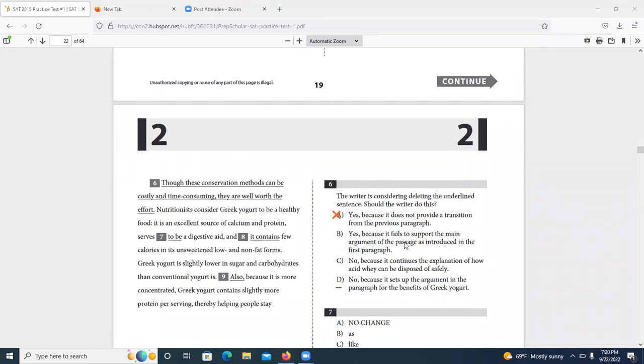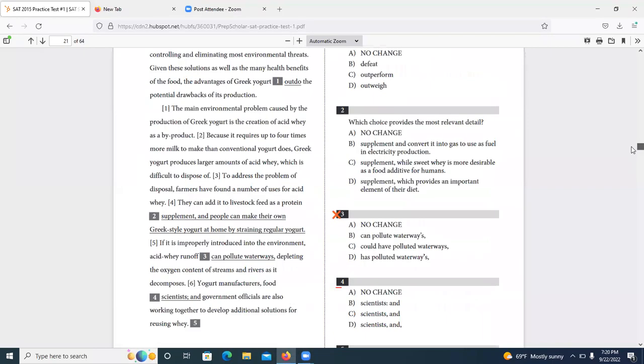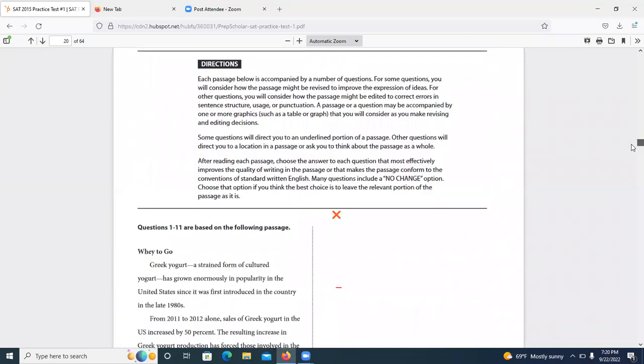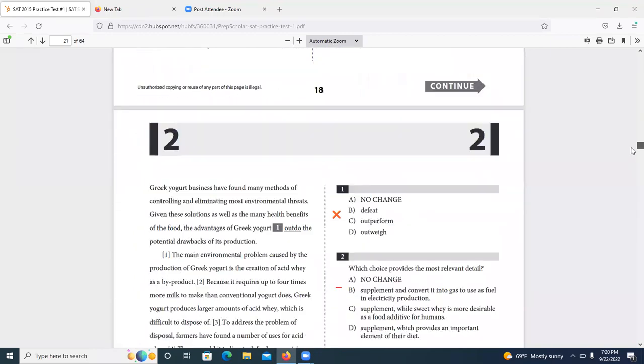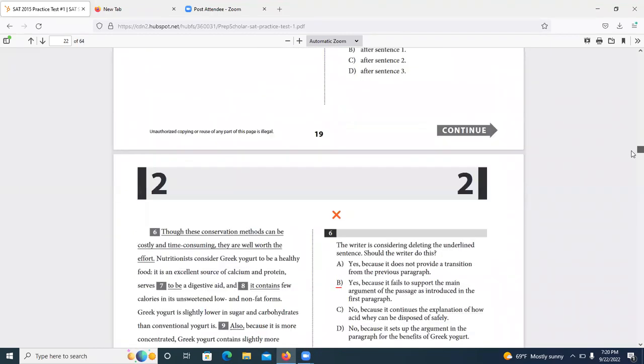Yes, because it fails to support the main argument of the passage as introduced in the first paragraph. First paragraph's main argument was what? Greek yogurt. We can go back and check that. So you can go back and check all of this stuff. That's the great thing about the SAT. Yep, main argument, Greek yogurt.